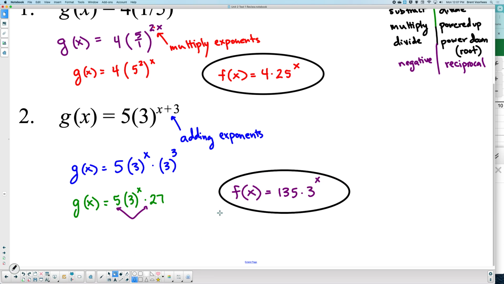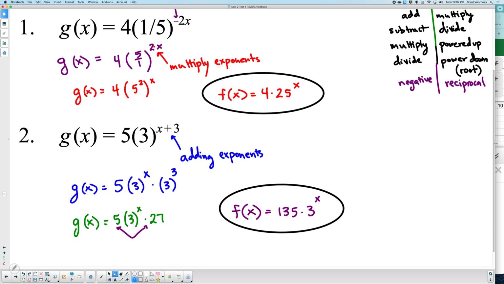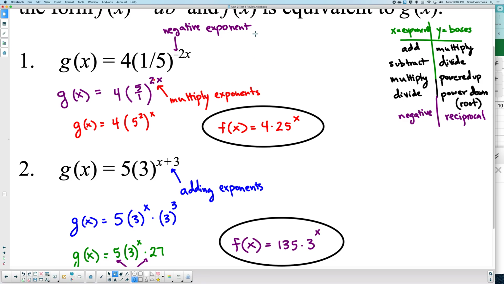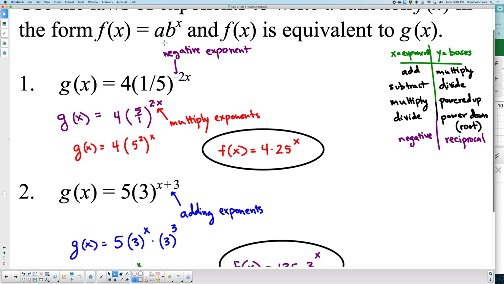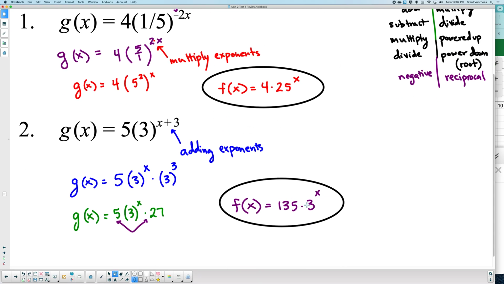If you're wondering, wait, why did you drop the parenthesis? I'm writing it in the form it said up here. F of x equals a times b to the power of x. They don't put the multiplication there, but you need to when you plug in numbers. Mathematically, you need to have a multiplication there. It's 135 times 3 to the power of x. That's what this equation is equivalent to.